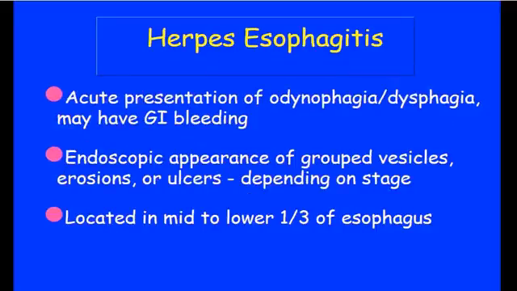Again, it's an acute presentation of painful swallowing. Sometimes these bleed. Endoscopically, if the patient is scoped within a day or two, you're going to see the grouped vesicles just like you'd see on the skin in a dermatomal pattern. And then when these rupture, you'll still get a group of clustered, punched out ulcers that the endoscopist may recognize as being likely to be herpes.